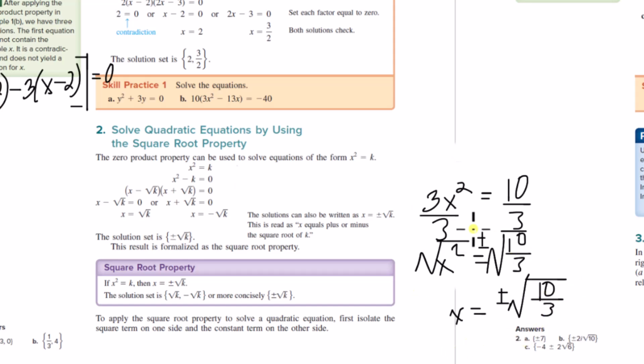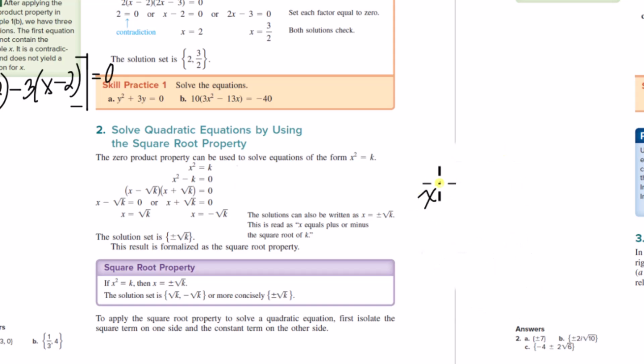But other than this, if we had something like 3x squared minus 5x plus 2 is equal to 0, we couldn't use the square root property. We wouldn't know what to do. But we're going to see we can still use the square root property for a general quadratic equation in a second.